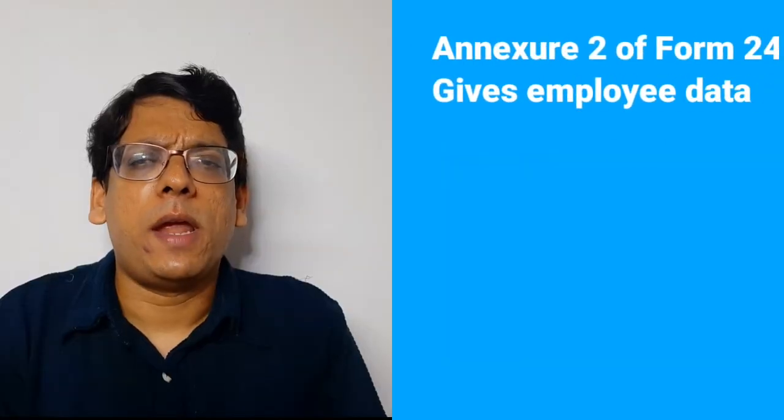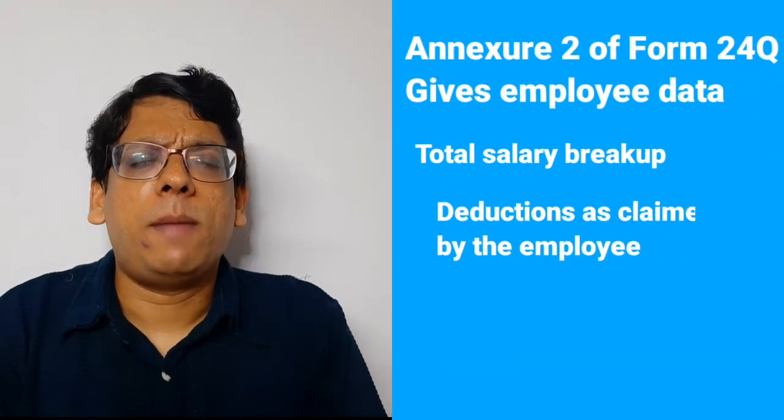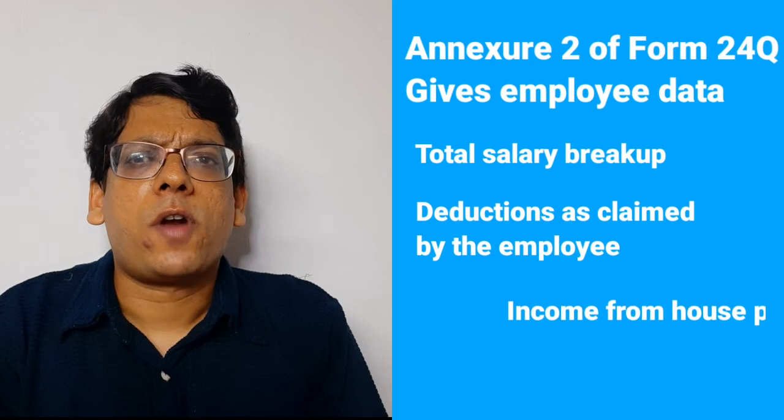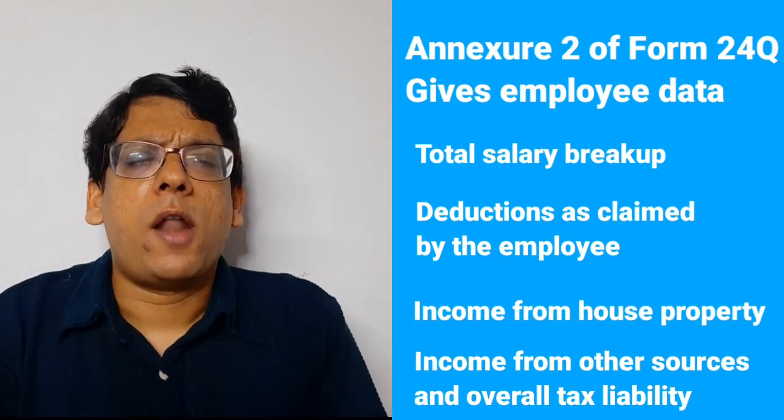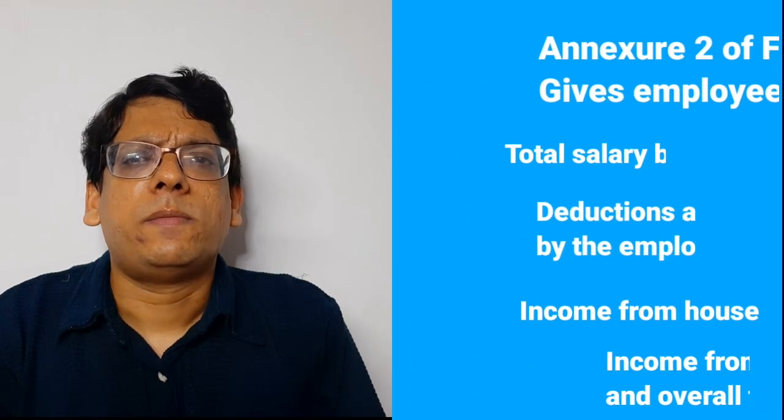The Annexure 2 of Form 24Q gives the employee-wise data, which consists of the total salary breakup, the deductions as claimed by the employee, income from house property, income from other sources, and also the overall tax liability.